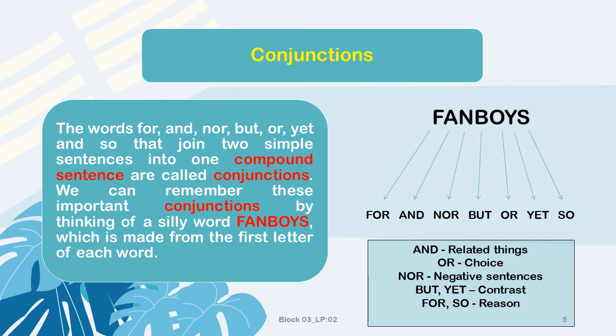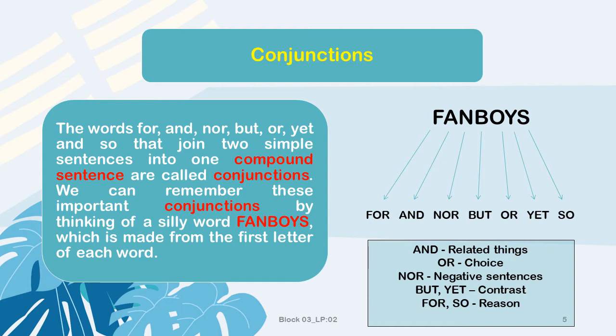Let us see what are conjunctions. The words for, and, nor, but, or, yet, and so that join two simple sentences into one compound sentence are called conjunctions. We can remember these important conjunctions by thinking of a silly word named fanboys, which is made from the first letter of each word.